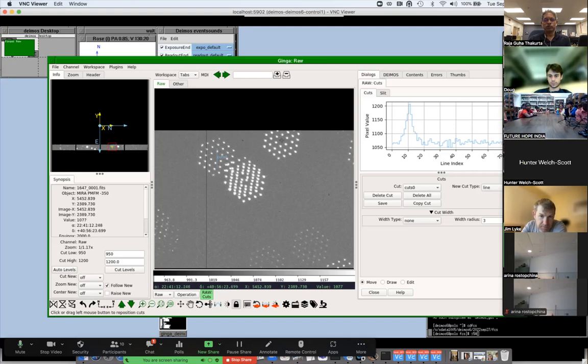Hunter and the Future Hope students, why do you think there's a hole in the center here? Why isn't there one more star image here? Any guesses? Go ahead. Sir, no, I have no idea.